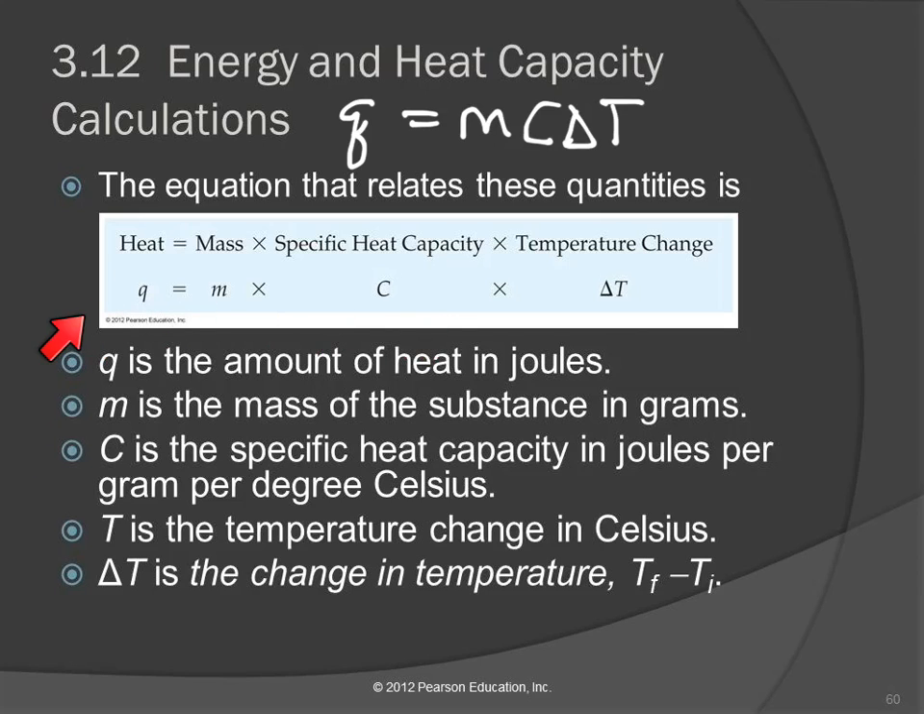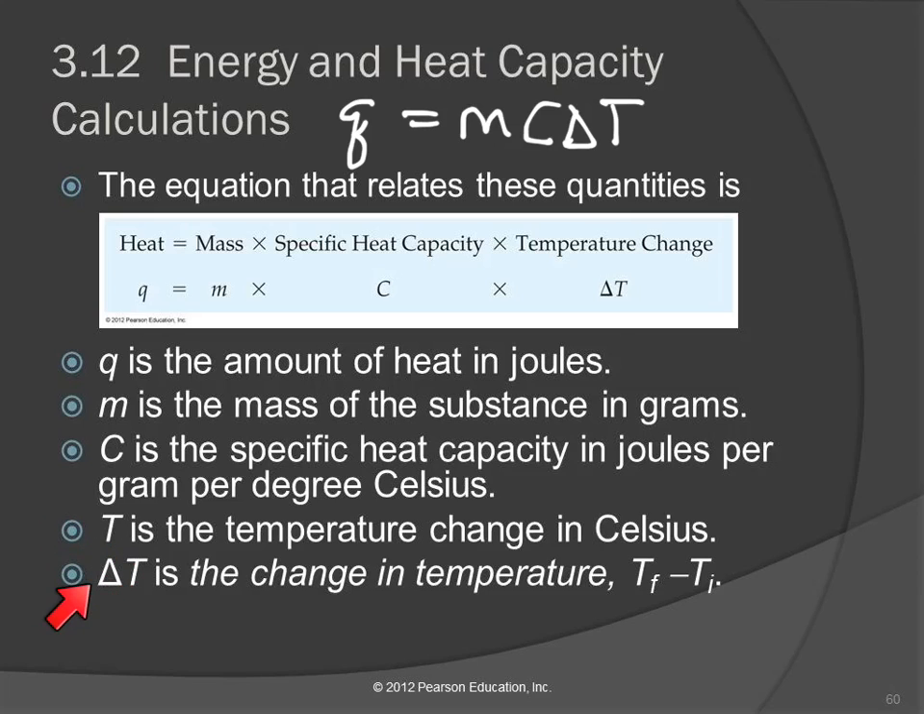So what are all these letters? Well, Q is the amount of heat, usually in joules. M is the mass in grams. C is the specific heat capacity in joules per gram degree Celsius. So C is a constant, and they may not give that to you in the problem. You may have to go look it up somewhere. T is the abbreviation for temperature.